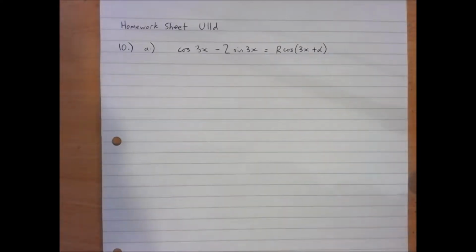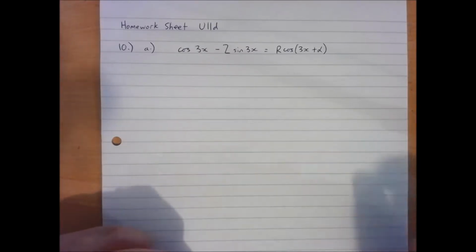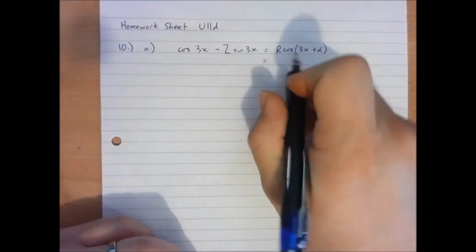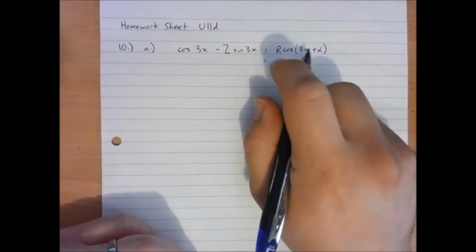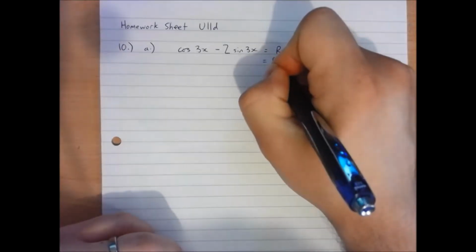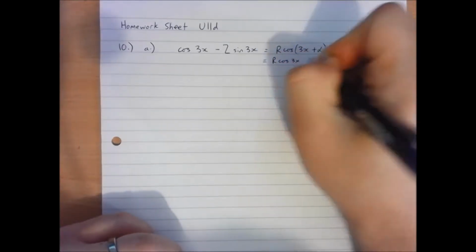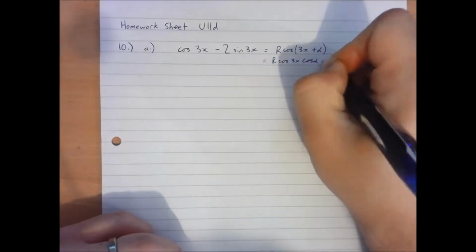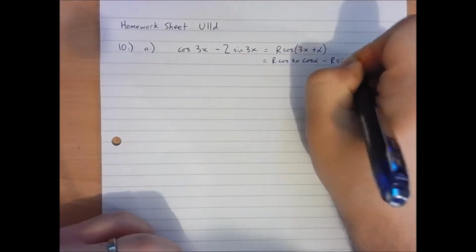On worksheet U11d question 10, part A. In this question we need to rewrite cos 3x minus 2 sin 3x in the form r cos(3x plus alpha). Start by expanding this bracket using the formulae that are in the formula book to get r cos 3x cos alpha minus r sin 3x sin alpha.